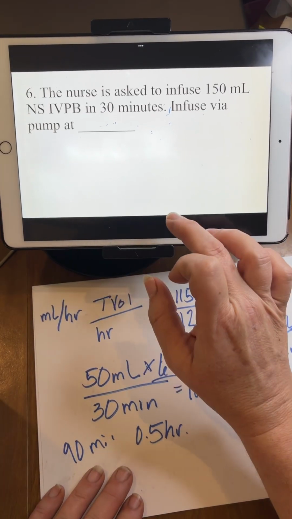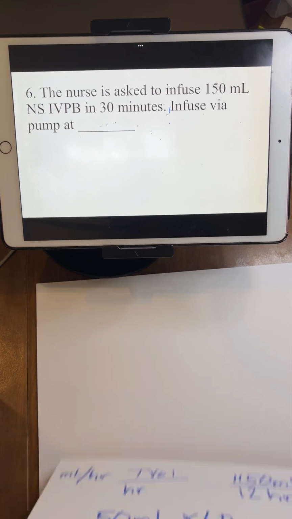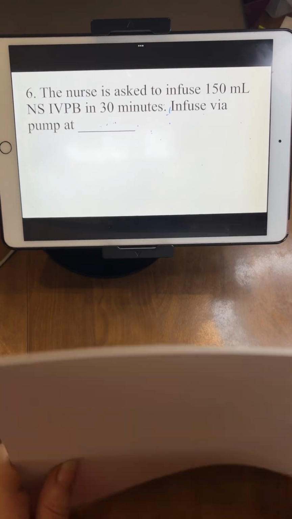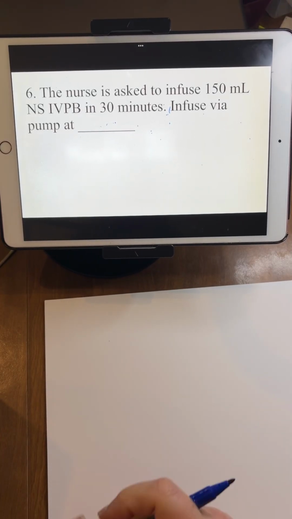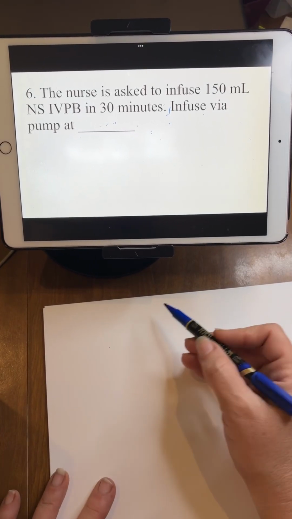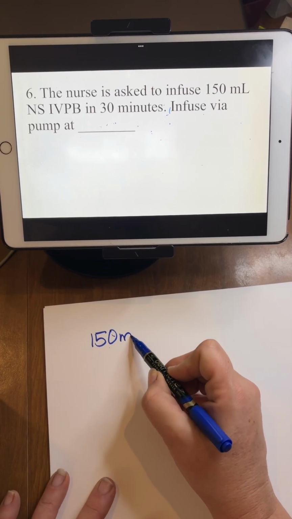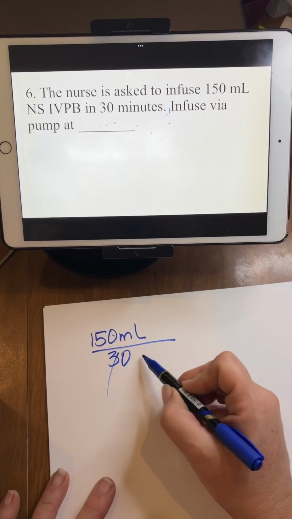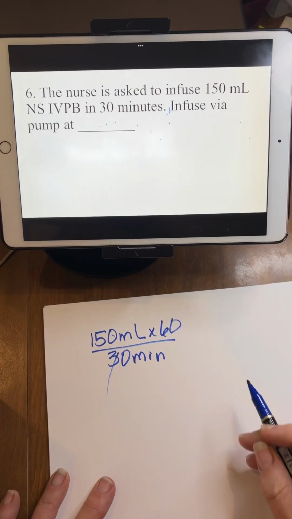Okay, I hope that helped you. Look at this one. We're going to do another one. The nurse is asked to infuse 150 milliliters IV piggyback in 30 minutes via a pump. Again, this is a milliliter per hour problem. Our total volume is 150 milliliters. It's got to go in over 30 minutes. I wrote the word minutes, so I'm flinging a 60 up there.